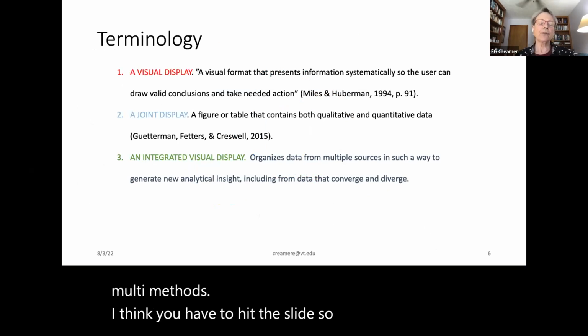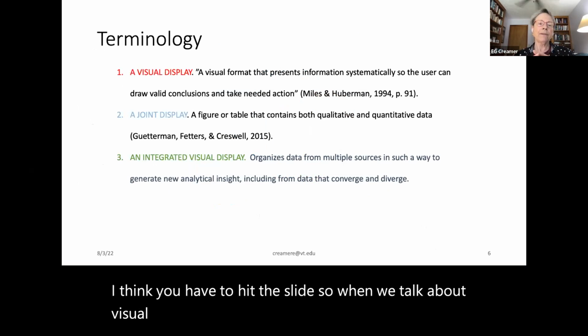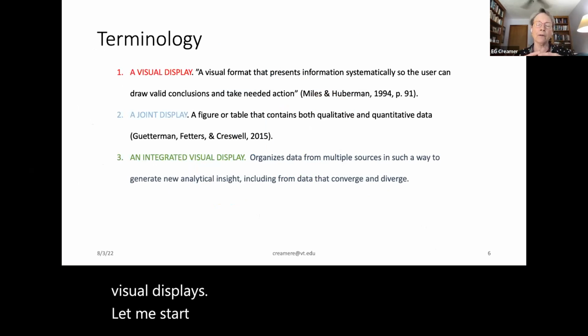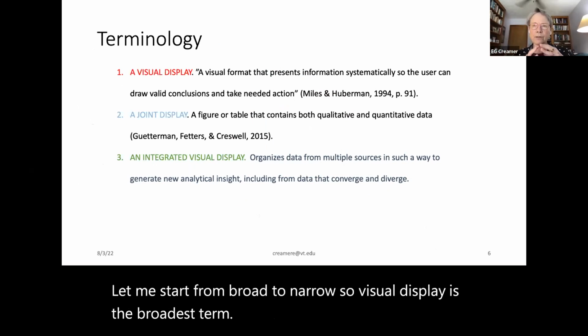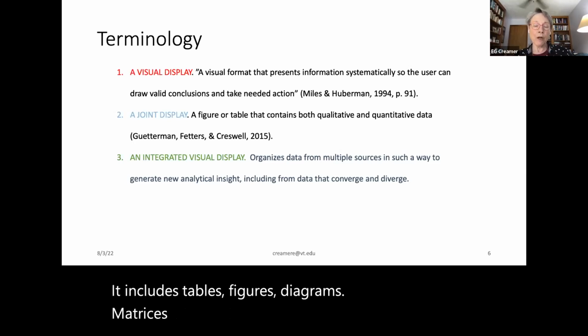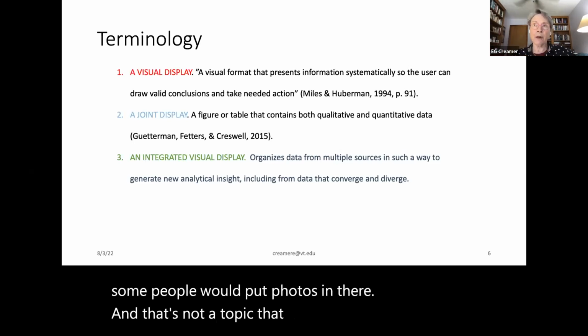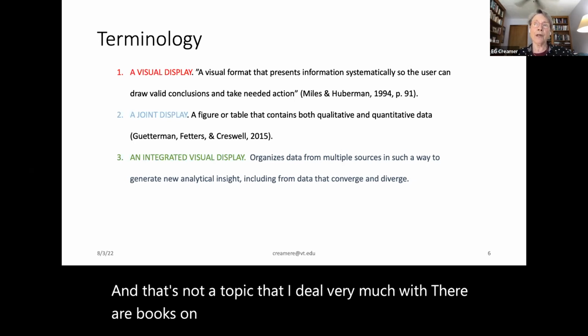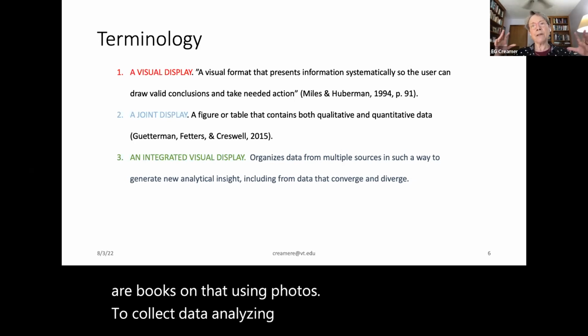So when we talk about visual displays, let me start from broad to narrow. Visual display is the broadest term. It includes tables, figures, diagrams, matrices. Some people would put photos in there. That's not a topic that I deal very much with. There are books on that, using photos to collect data, analyzing photos. So that's the broadest umbrella term.